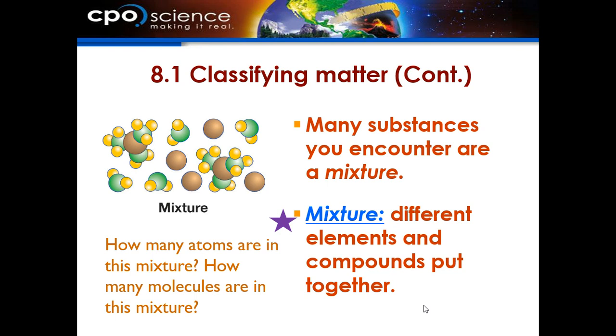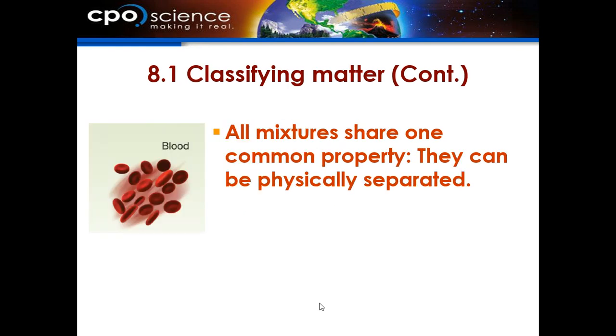So just looking at those, you can see some different. This would be a mixture because we have different substances combined, but not chemically combined. We have atoms, we have compounds, not together chemically, but just in the same grouping. All mixtures share one common property, that they can be physically separated.